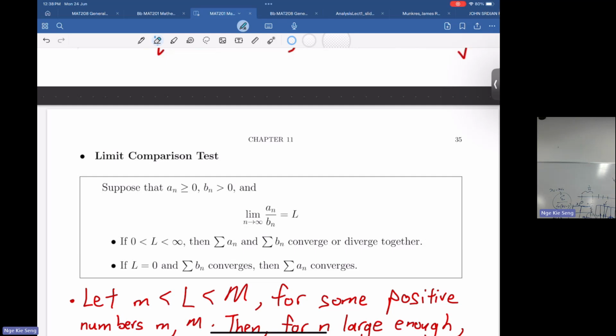Okay, it's finite, and then when it is 0, that's all. Okay, this is the content of the limit comparison test. So, you can think about this second statement here. Why, when L equals 0, do I still need Bn to converge so that I can say An converges? What does it mean when L equals 0?